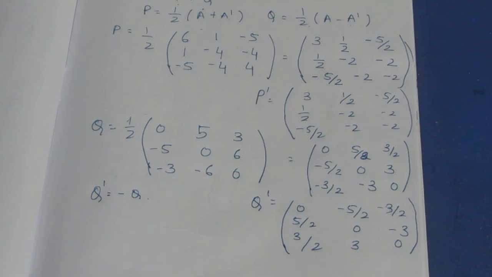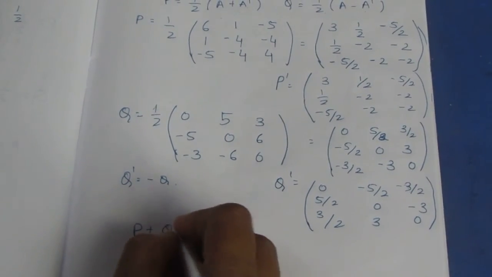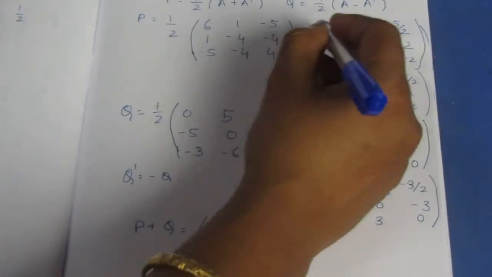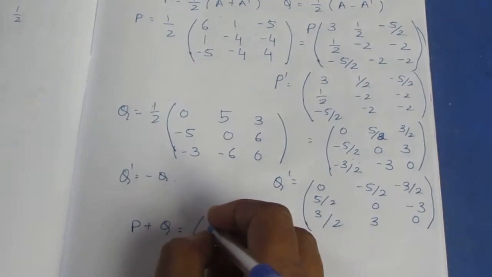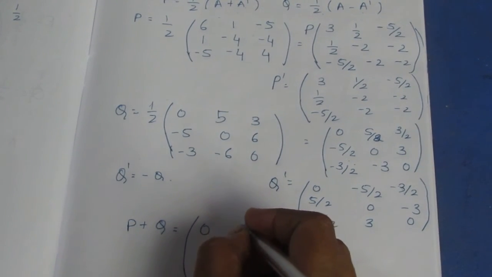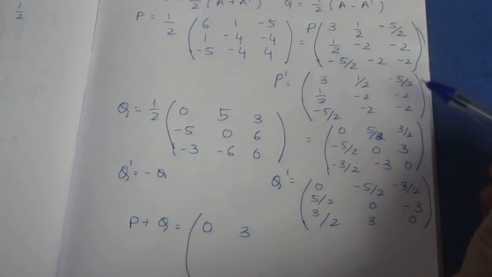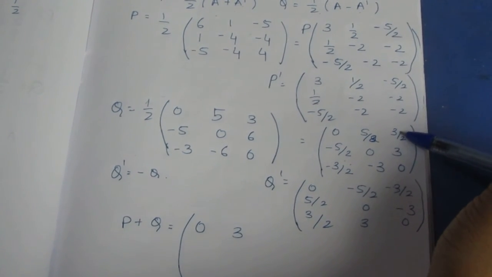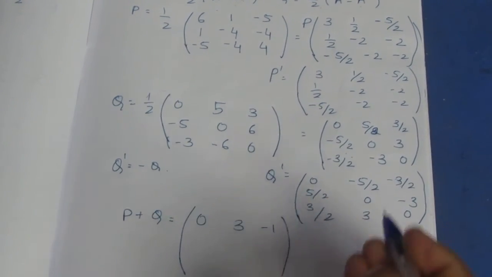So we got symmetric matrix, we got skew symmetric matrix. Let us add to find A. So let me find P plus Q. Here this is P and this is Q. So let me add these 2. It becomes 3 plus 0 is 3. Half plus 5 by 2 is 6 by 2. It becomes 3. Here minus 5 by 2 plus 3 by 2 is minus 2 by 2, it becomes minus 1.